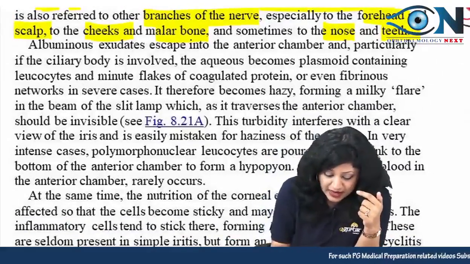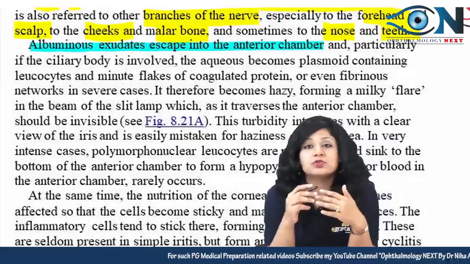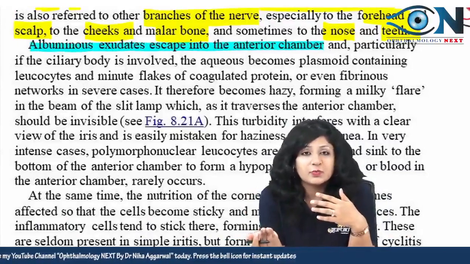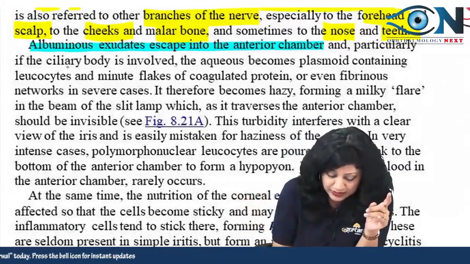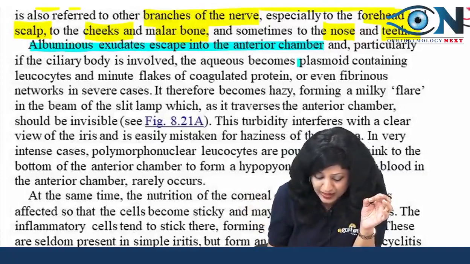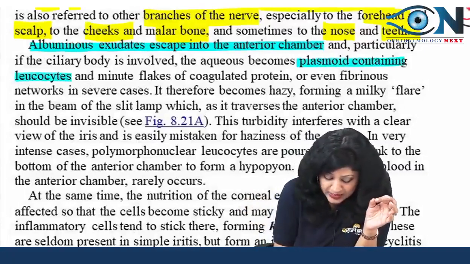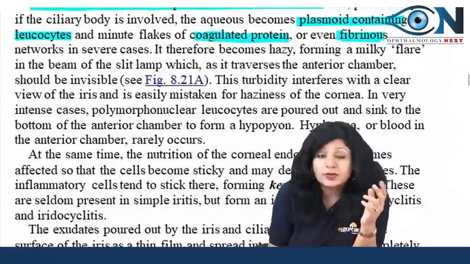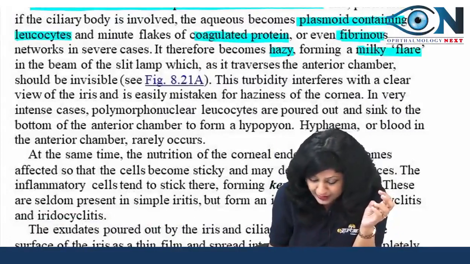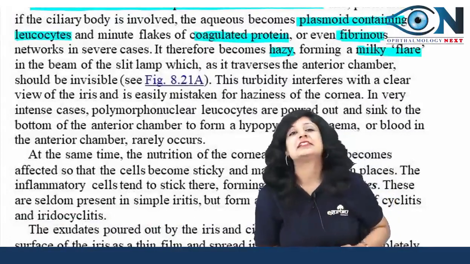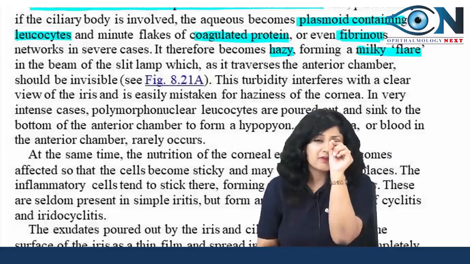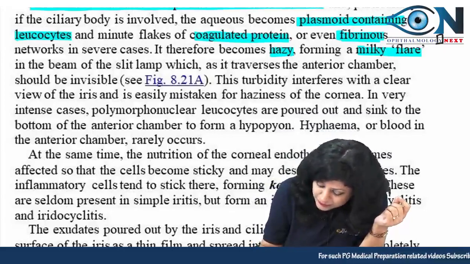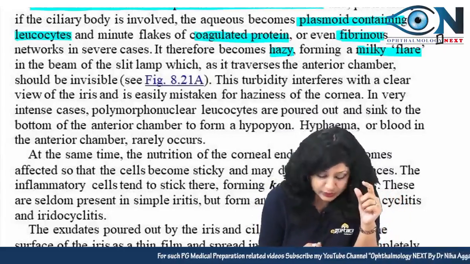Then we have the albuminous exudates escaping into the anterior chamber. These protein exudates escaping into the anterior chamber lead to turbidity in the aqueous humor, that is your flare, particularly if the ciliary body is involved, and the aqueous becomes plasmoid containing leukocytes. Minute flakes of coagulated proteins could be there, fibrinous exudates could be there. So it becomes hazy, it forms a milky flare, and this flare is seen in the slit lamp. We make a very small slit, only about 2 mm, in order to see the flare.